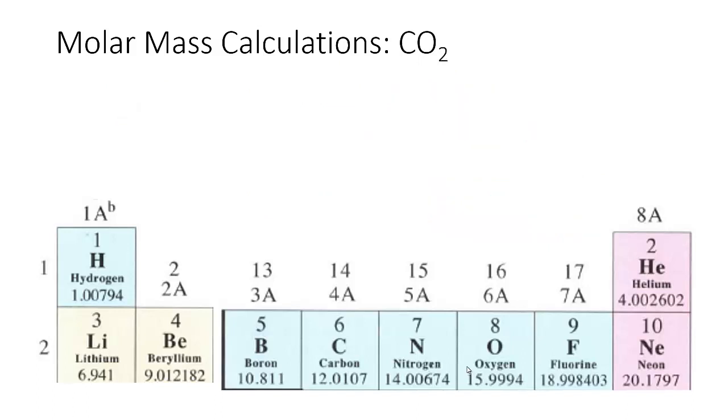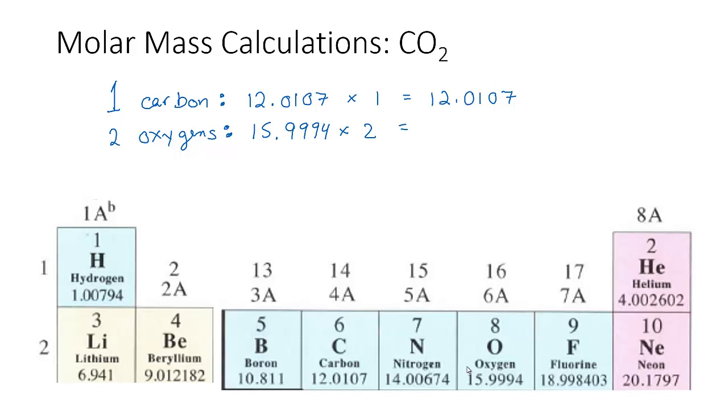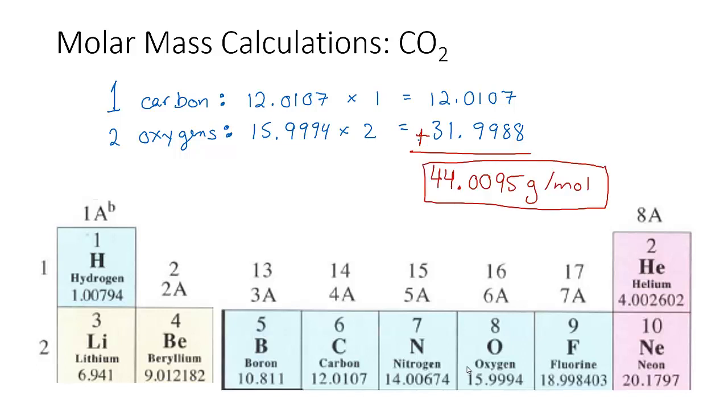Let's try another one. Carbon dioxide. You can try this on your own, or you can pause the video. We're going to do 4 examples. This is the second one. So with carbon dioxide, you have 1 carbon and 2 oxygens. So the mass of carbon is 12.0107. There's 1 atom, so 12.0107. And then the mass of oxygen is about 16, and there's 2 atoms, so it's about 32. Add those together to give us a total molar mass for carbon dioxide of 44.0095 grams per mole. Number plus a unit.